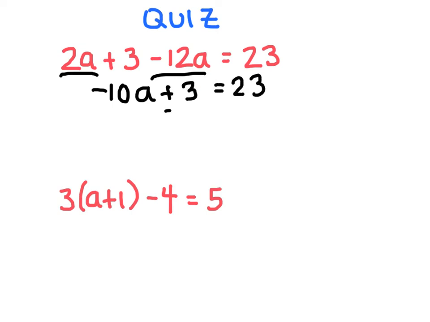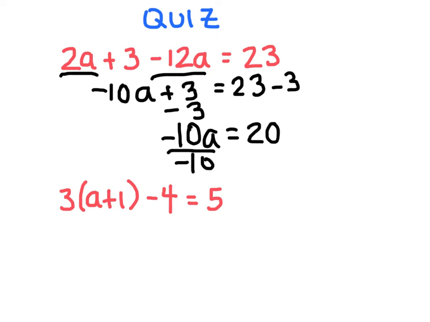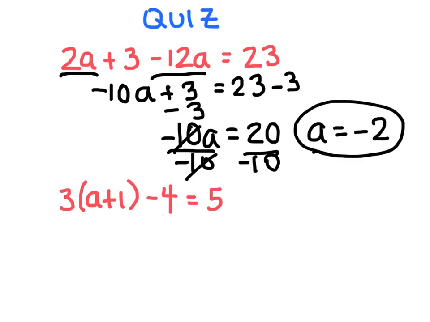Then we're going to subtract 3. So negative 10a equals 20. Then divide both sides by negative 10. Okay, so that's going to give me a equals 20 divided by negative 10 is negative 2. Did you get that one? You could always substitute your answer into the equation to see if it makes the statement true.